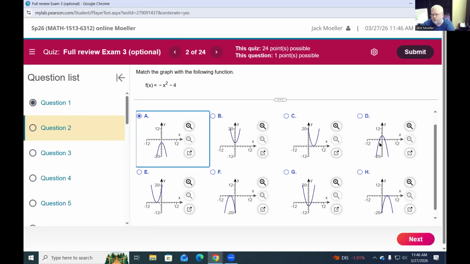See, D is a downward parabola, but it's moved up. F is a downward parabola, but it's moved left. And H is a downward parabola, but it's been moved right. Okay. So all the upward parabolas, you should be able to eliminate immediately because of that negative in front of the x squared.